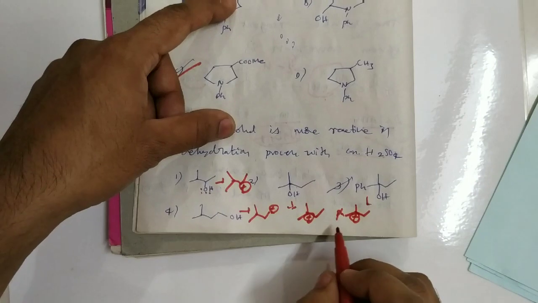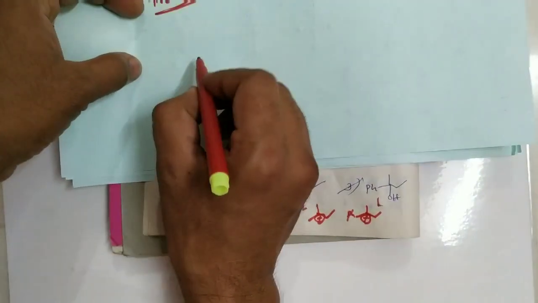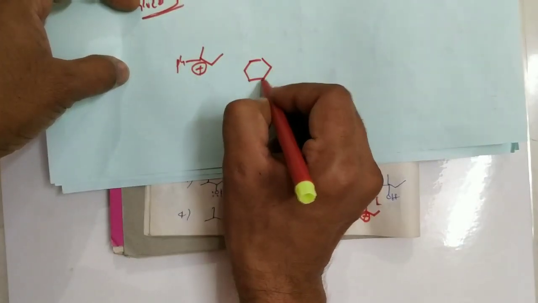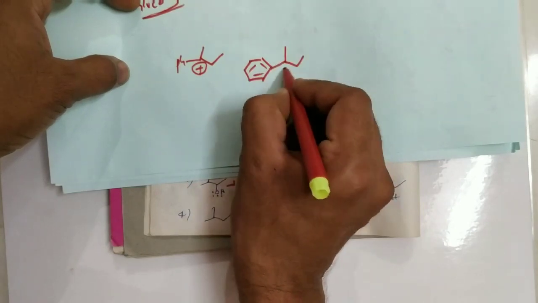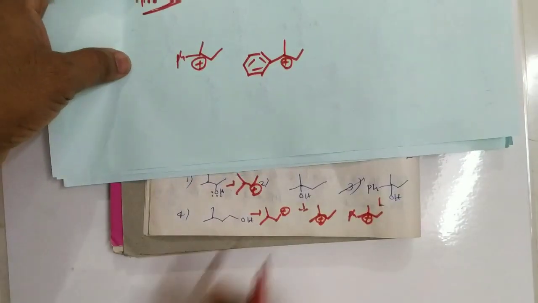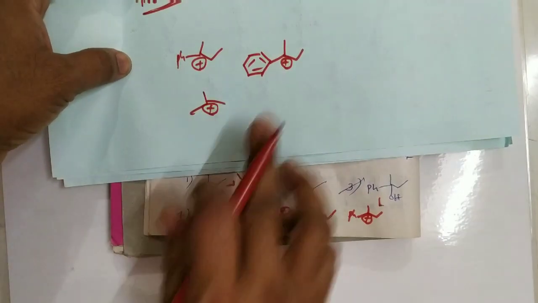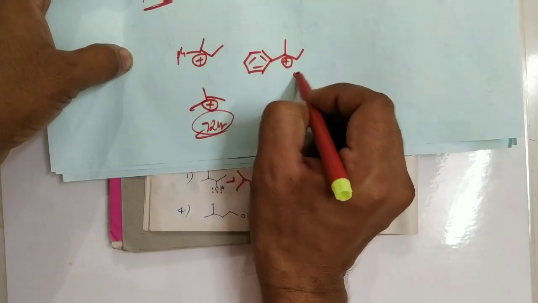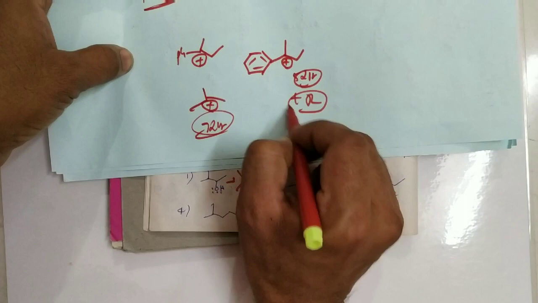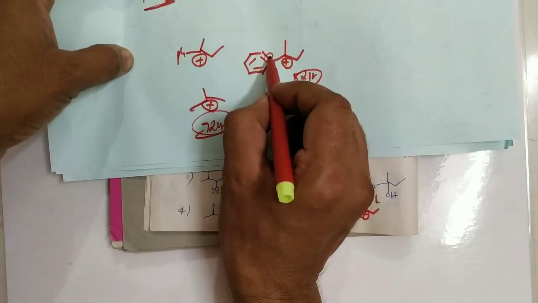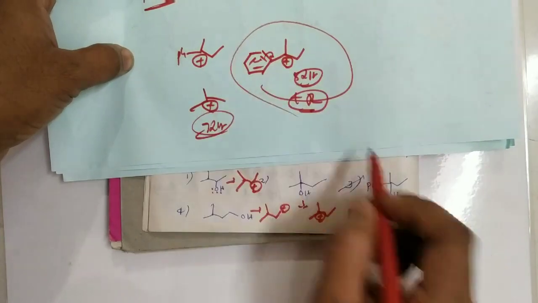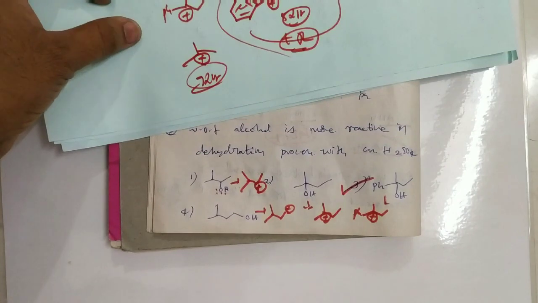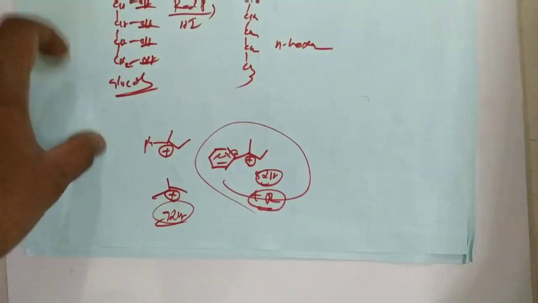Now in this case, this is a phenyl-attached carbocation. That means this carbocation is stabilized by resonance. The second option is also a tertiary carbocation. Here there are 9 alpha hydrogens, but in this case 5 alpha hydrogens plus resonance. So it is stabilized by resonance as well as hyperconjugation. So that carbocation is more stable, and the corresponding alcohol is more reactive in the dehydration process. Okay, that's it.